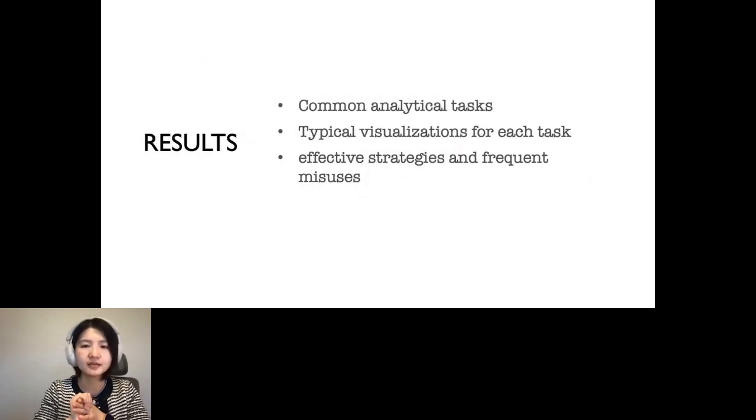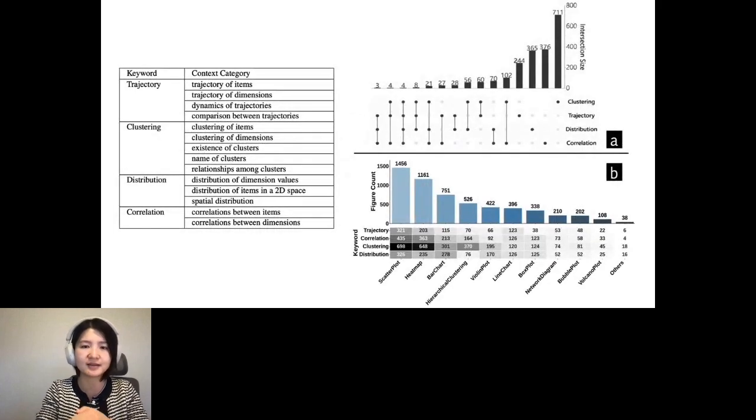Okay, now let's take a look at the results, like what do we get from our analysis. The table on the left shows the context category of each insight and relevant keywords. Those context categories are related to the data-related keywords. So when people say trajectories, it's related to the analysis of item movements, the change of dimension values, or the comparison of different trajectories.